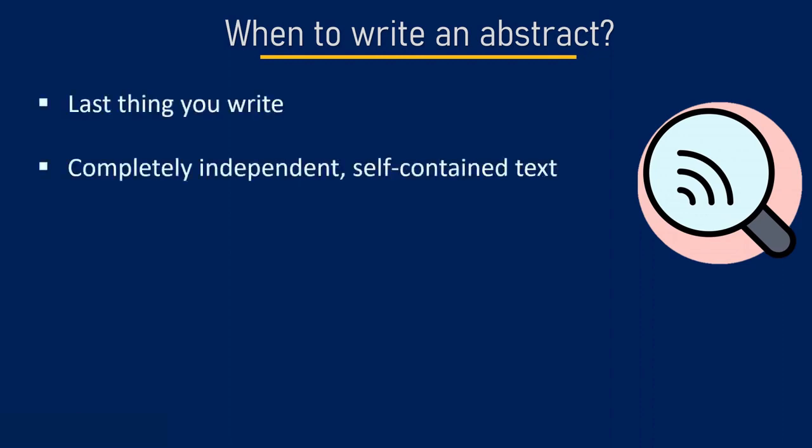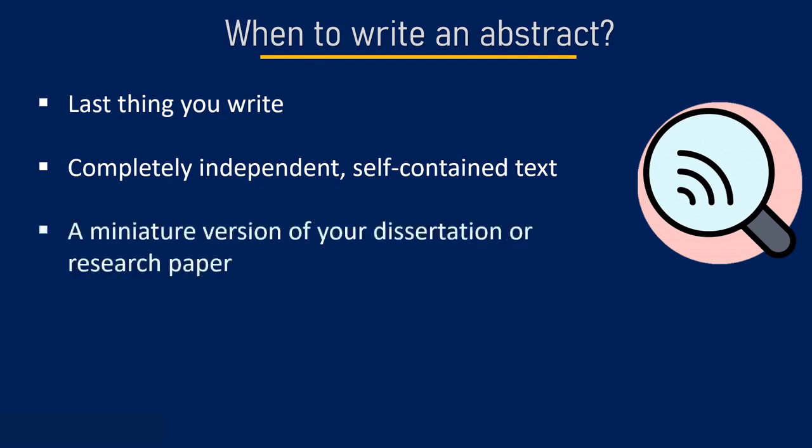It should be a completely independent, self-contained text, not copied from your paper or dissertation. An abstract should be fully understandable on its own to someone who hasn't read your full paper or related sources. The easiest approach to writing an abstract is to imitate the structure of the larger work. Think of it as a miniature version of your dissertation or research paper.